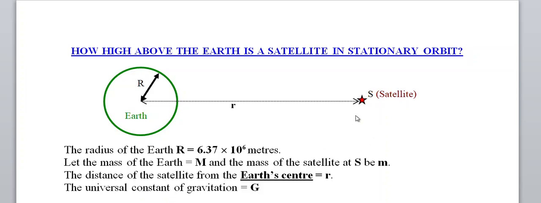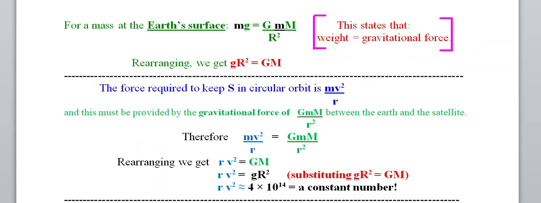Now let's consider this satellite going around the Earth. The radius of the Earth is this number, and let the mass of the Earth be capital M and the mass of the satellite be small m. Now the distance of the satellite from the center of the Earth is r, and the universal constant of gravitation is capital G. Now we need to use a little bit of physics here.